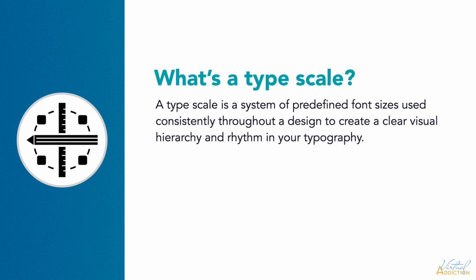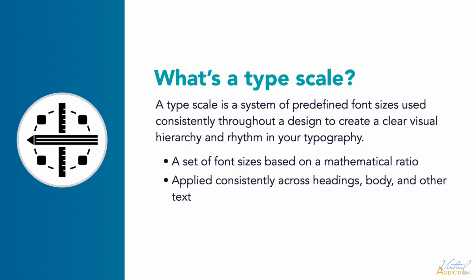Another concept you need to understand is type scale. A type scale is a system of predefined font sizes used consistently throughout a design to create a clear visual hierarchy and rhythm in your typography. A type scale is a set of font sizes based on a mathematical ratio. It's applied consistently across headings, body, and other text. It's used to create visual rhythm and hierarchy within your design.